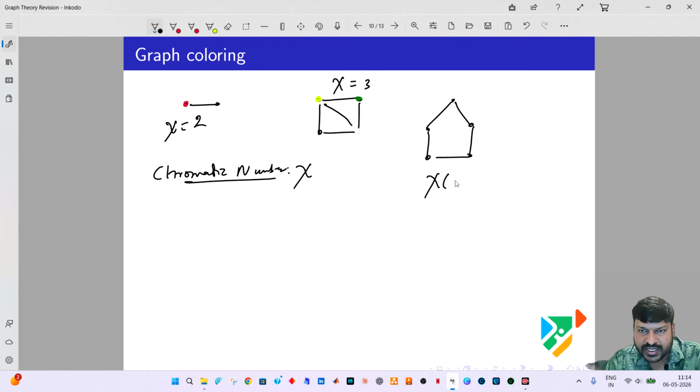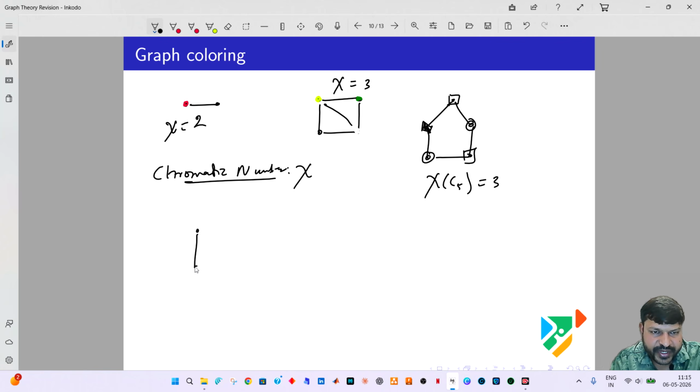Chromatic number of this cyclic graph C5: you take it box, circle, box, circle, and then you can neither have a box, because two boxes cannot be the same. Box I am representing as a color and circle as a different color. You can neither have circle here nor box here. So you will require some other color here. So the chromatic number is 3.